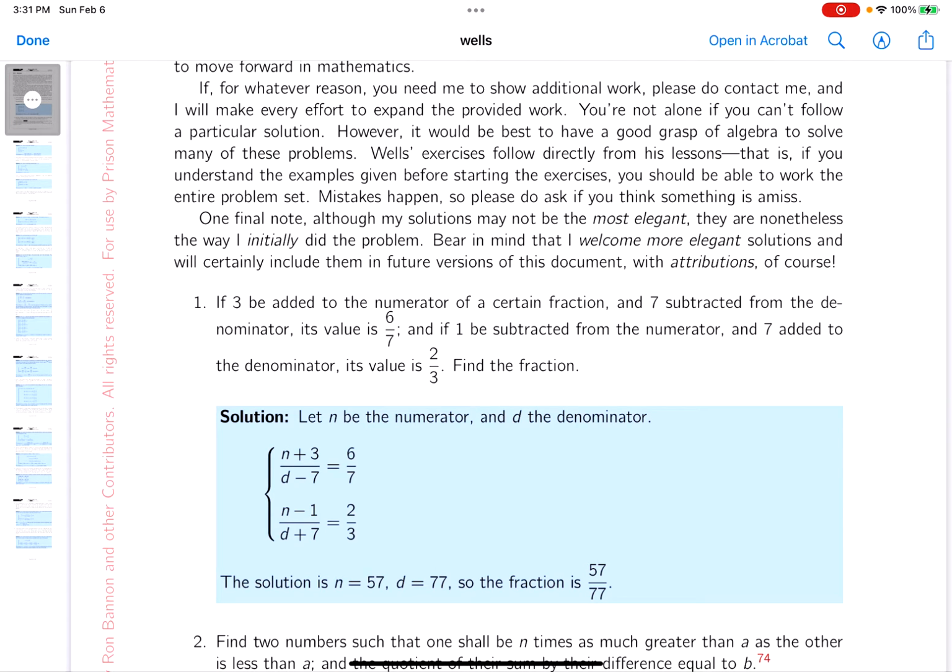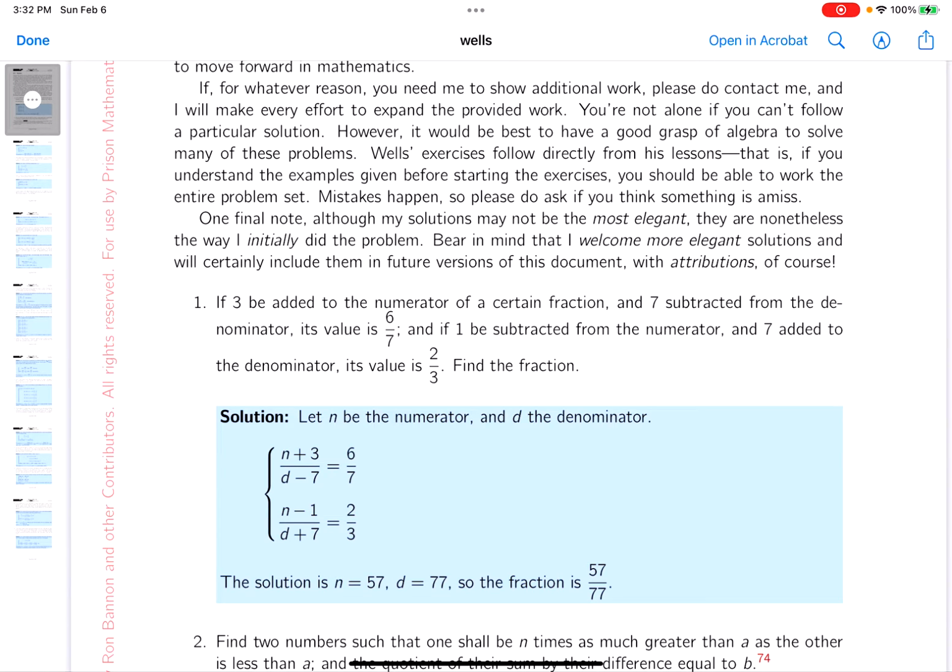Okay, again, reading through the problem, it says, 3 added to the numerator, 7 subtracted from the denominator of a certain fraction, its value is 6/7. It goes on to say, 1 subtracted from the numerator, 7 added to the denominator, the value is 2/3, find the fraction. So I realize they're looking for the fraction, all right? So I hope you realize the fraction is n over d, numerator over denominator. But let's write this down, what they said.